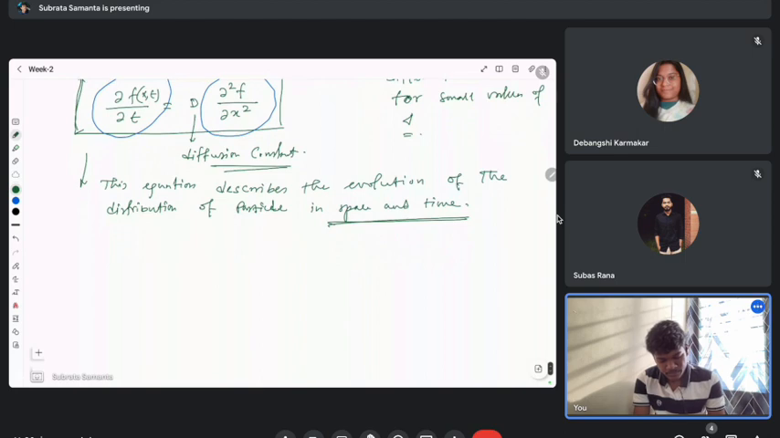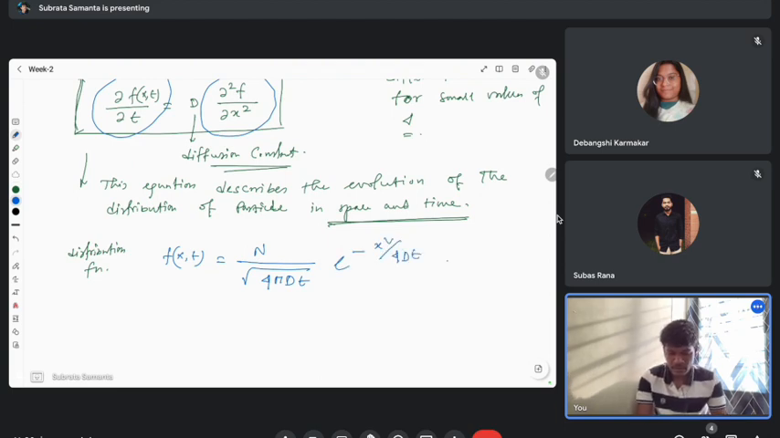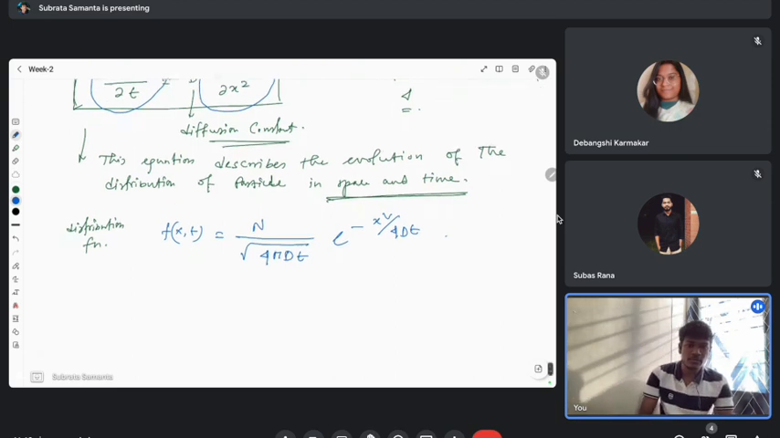Then we solve this equation using the Fourier transform. We go into Fourier space, and the solution is the distribution function f of x, t. The solution is N, the total number of particles, over root of 4 pi D t, times e to the power minus x squared over 4 D t, right? So this is the solution.